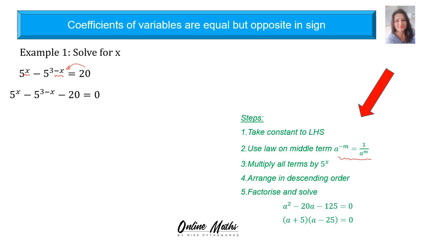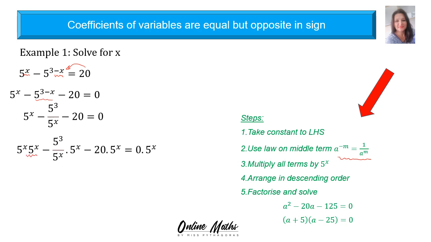So with that I mean you're going to take this 5 to the negative x down and it becomes 5 to the positive x. Step 3. Multiply all terms by 5 to the x. So you will see in this step, multiply the 5 to the x with 5 to the x, multiply the 20 by 5 to the x, and the 0 by 5 to the x.